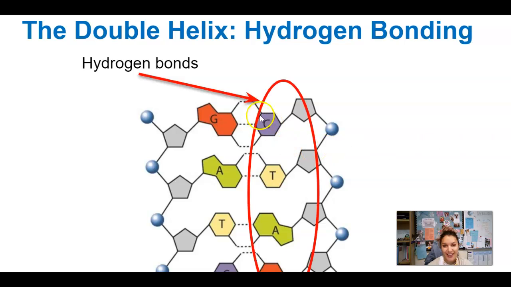Yes, this is supposed to be circling. Let's fix that. The formatting got messed up when I put it in Google Slides. It's supposed to be circling between here. Those are your hydrogen bonds. Okay.